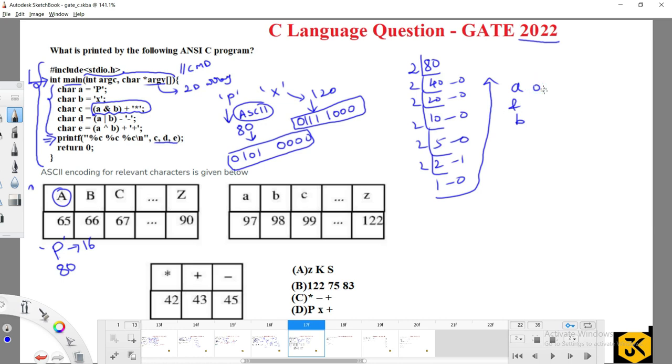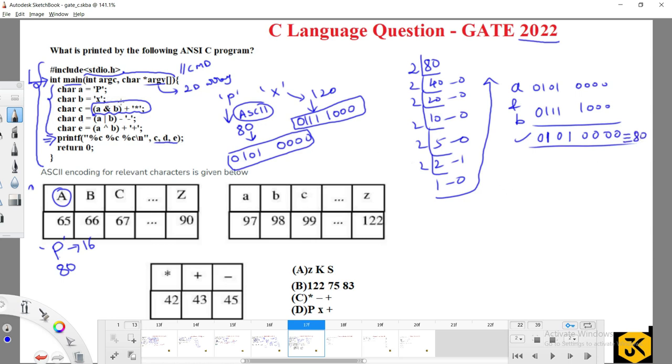So 0 1 0 1 and 4 zeros, against 0 1 1 1 1 0 0 0. Bitwise AND means when both are true, then only the result will be true. Otherwise, the result will be false. So you get this as the result, 0 1 0 1 0 0 0 0, which is equivalent to 80.